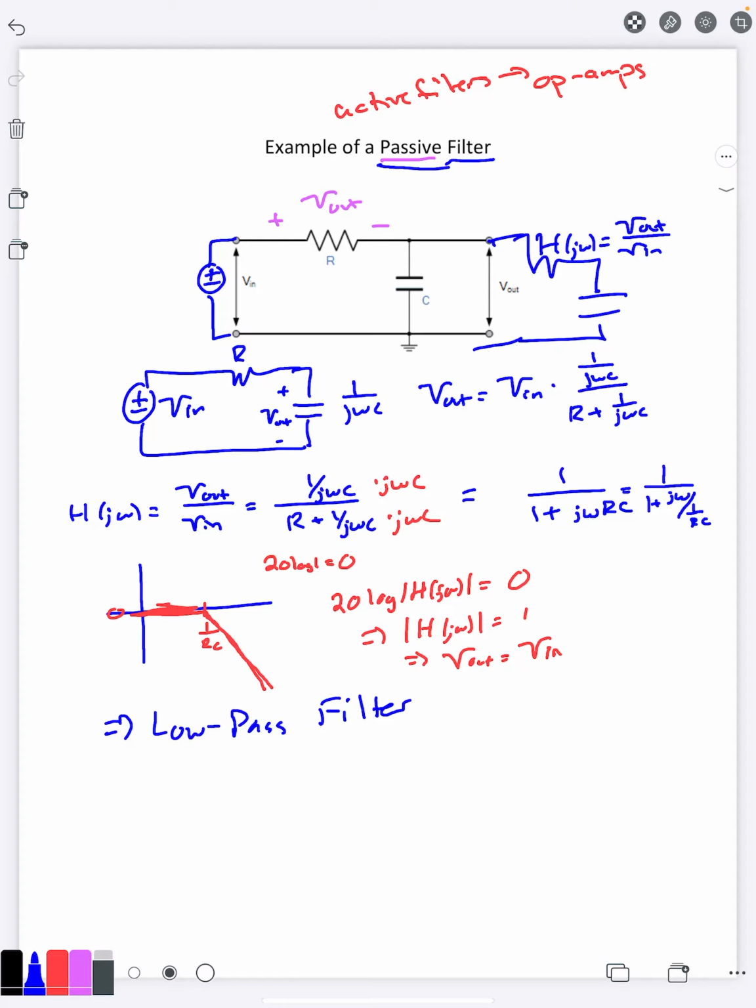But you can also play around with the exact numbers here, and you can get more complicated filters by cascading them this way. But for right now, we're just doing simple basic circuits so we can get the idea of how a filter works.